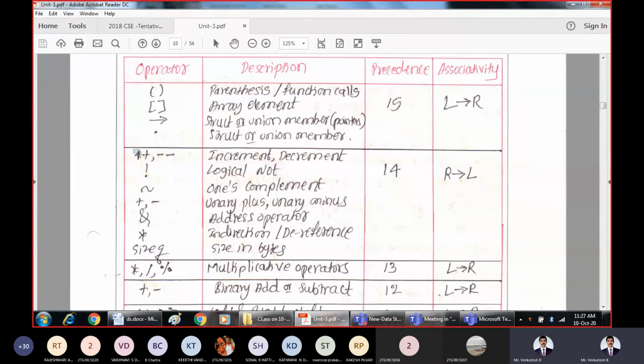Next, we have unary operators: plus plus, minus minus, negation, unary plus, unary minus, address operator, indirection operator. It is not multiplication, it is the indirection operator, what we use in pointers. Then the sizeof operator. All come to the next level and their precedence value is 40. That means the highest precedence is 15. We should give priority to this, and the next priority will be for this. But the associativity here is right to left. If these operators appear in an expression, you should give preference to them from right to left.